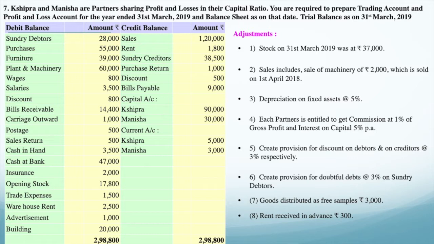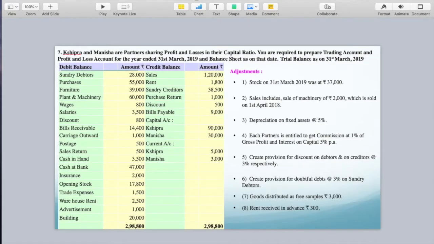Now first we have to check the trial balance, whether capital and current both are given or only capital is given. If you can see on the credit side, capital and current both are given. So this is again a fixed capital method question. In format you have to prepare the trading account, profit and loss account, then partners' current account and balance sheet. Pause the video screen and note down the question. Let us start with the marking of the question first.